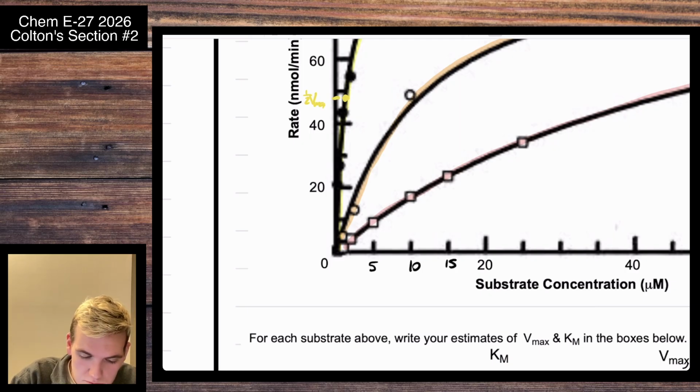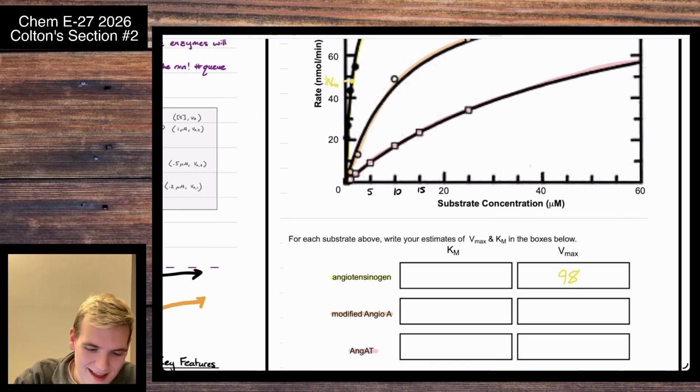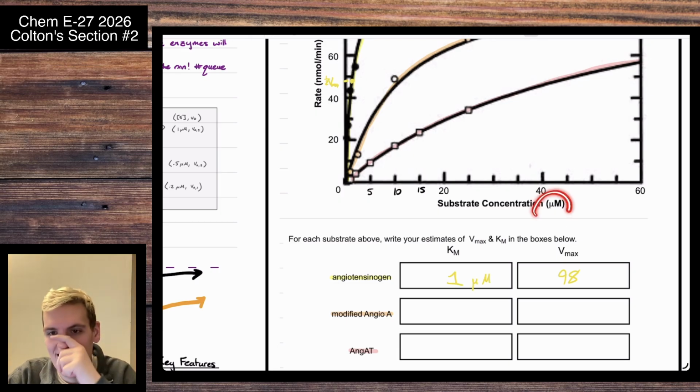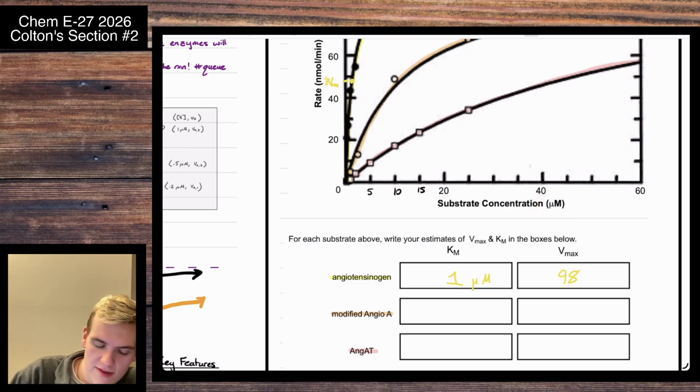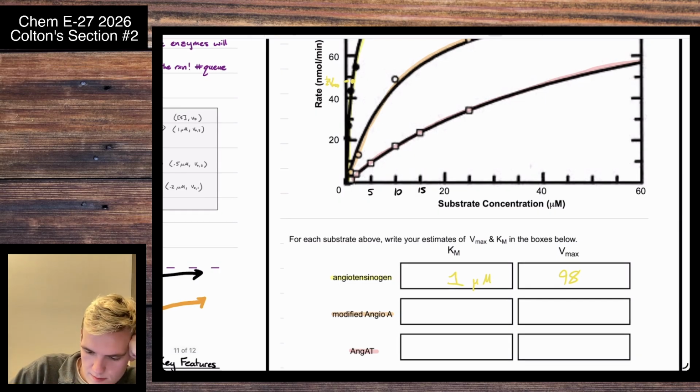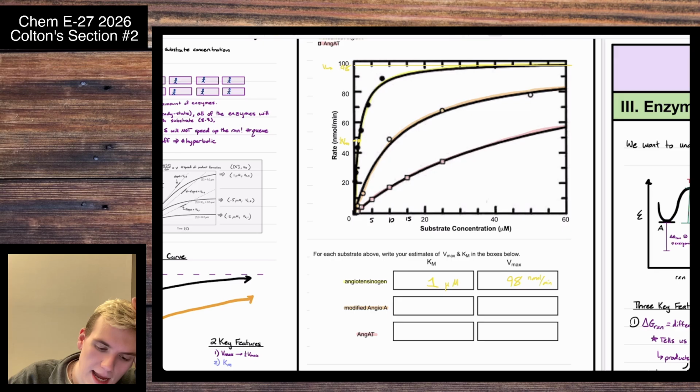So, I'm like, are we at 1? Yeah, they put 0 to 4 is acceptable. So, I'm just going to put 1. And we can use units here, so the Km was micromolar here from the axes. And then the Vmax, the rate is nanomole per minute. Cool.